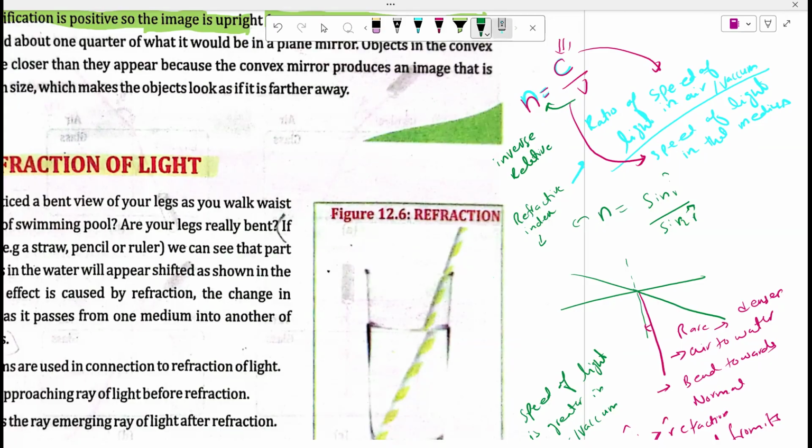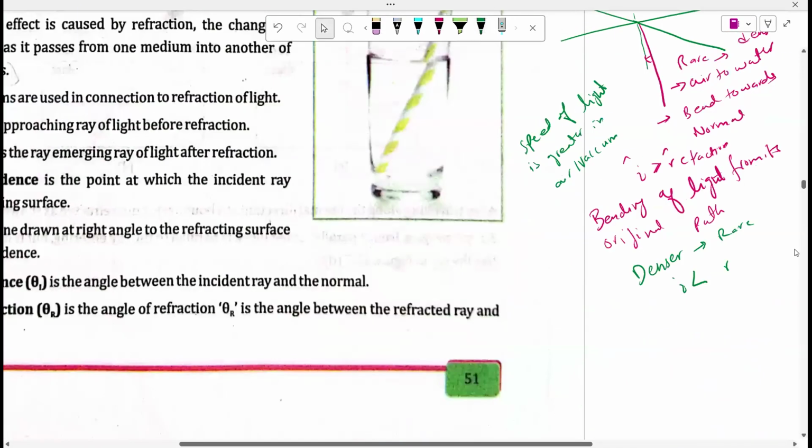So are we clear about these two formulas? n is equal to c over v and n is equal to sine i over sine r. Yes. We use this formula whenever we are entering from rare to denser medium. And the opposite formula would be for this one, whenever we are entering from glass to air, away from normal.